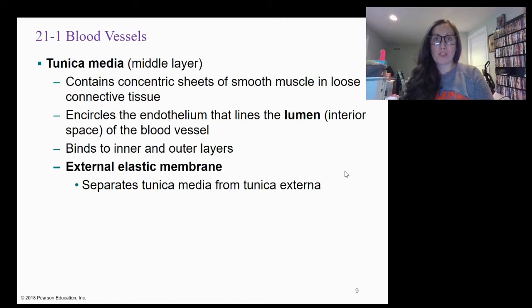The next layer is called the tunica media, or the middle layer. And this is where we're going to have that smooth muscle. It's going to be surrounding what we refer to as the lumen, or the open space in the blood vessel, which is where the blood is going to move. And again, you're going to have that elasticity here as well.